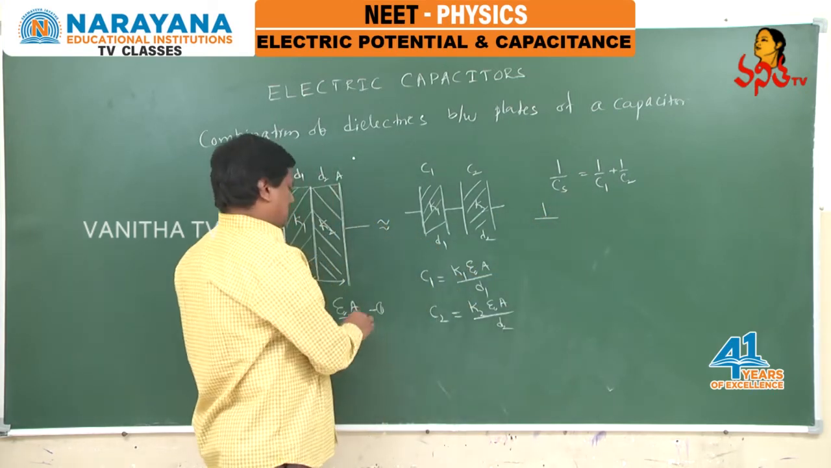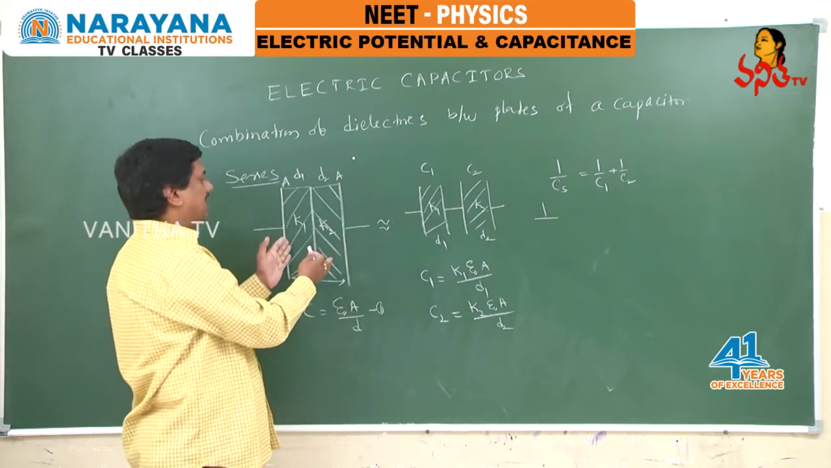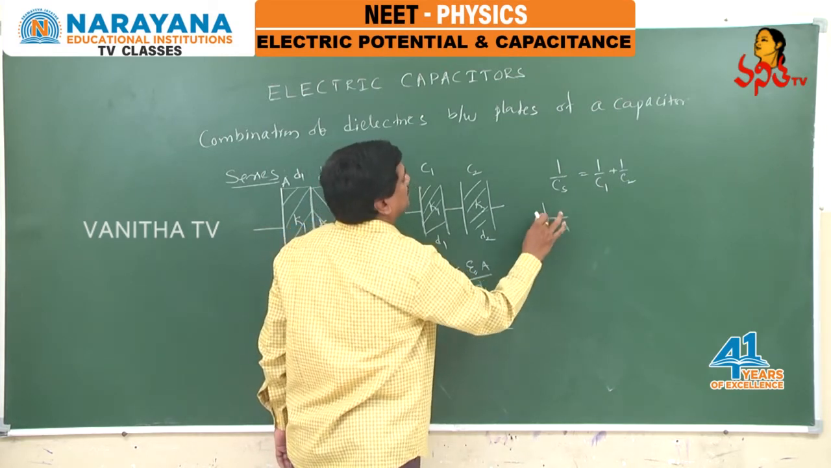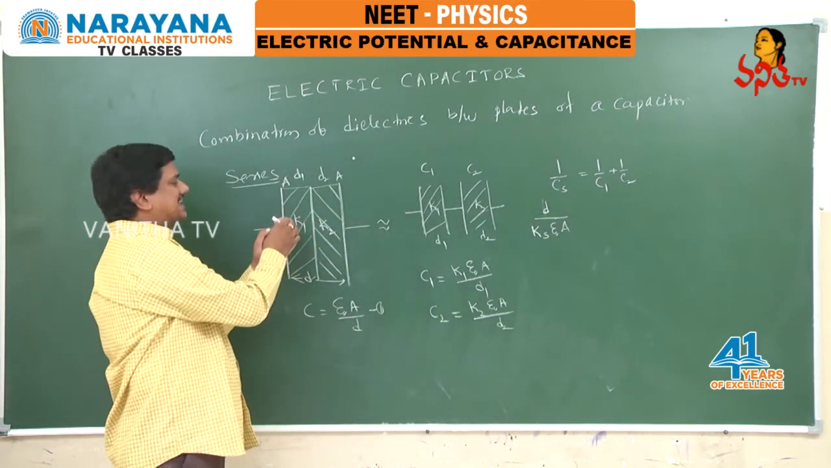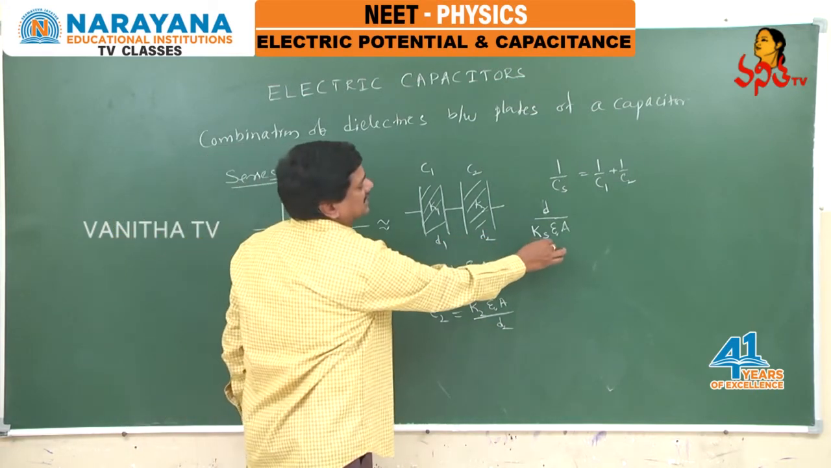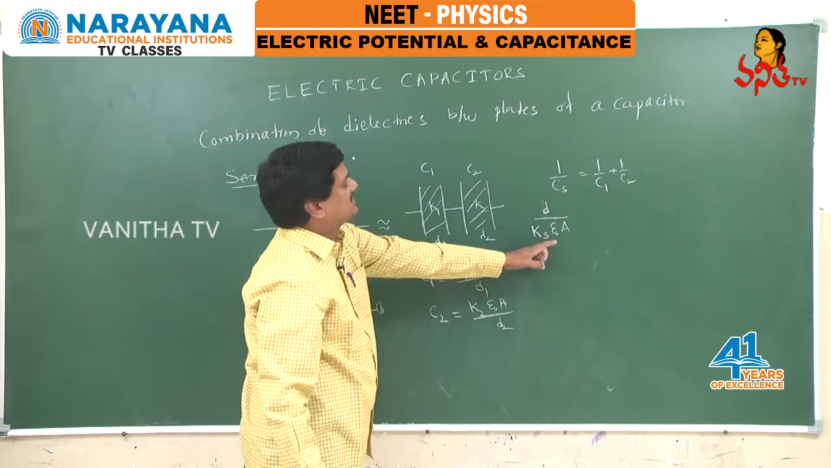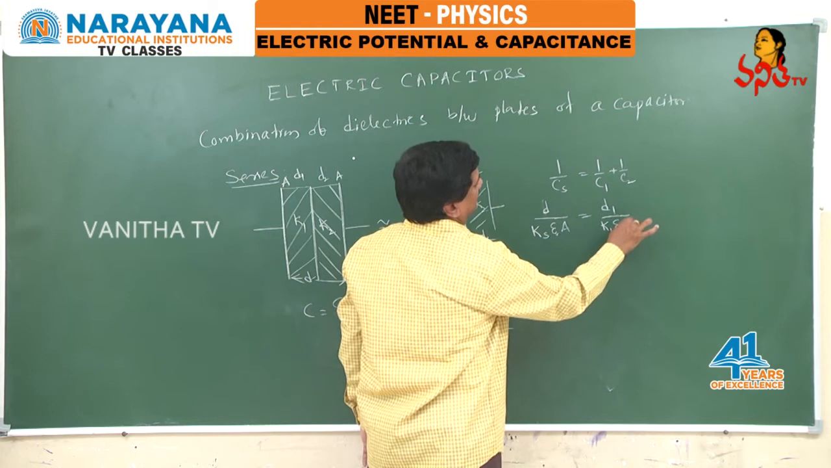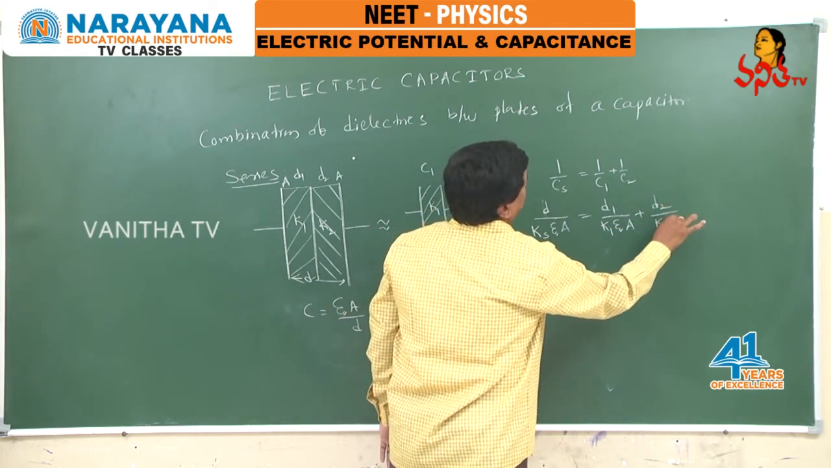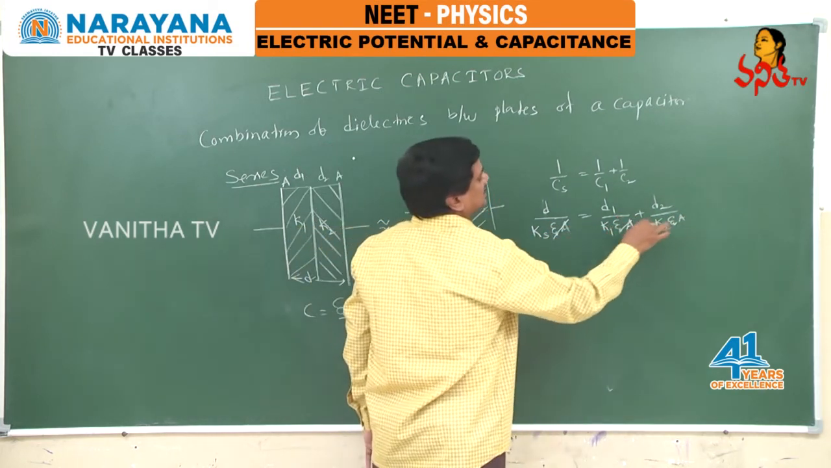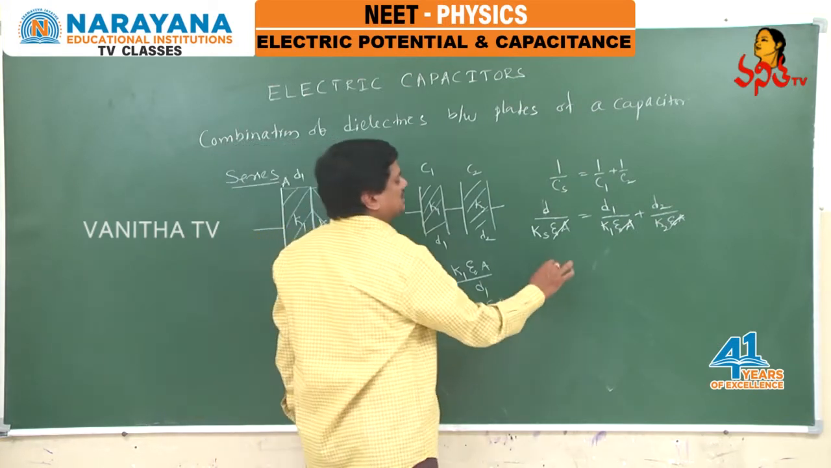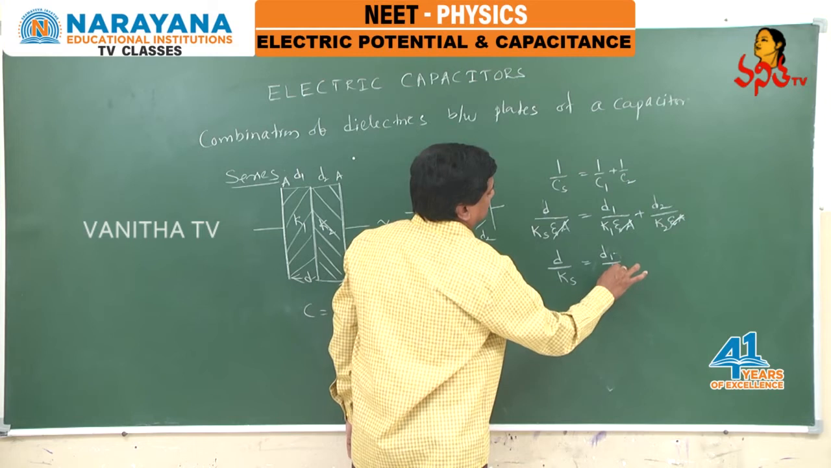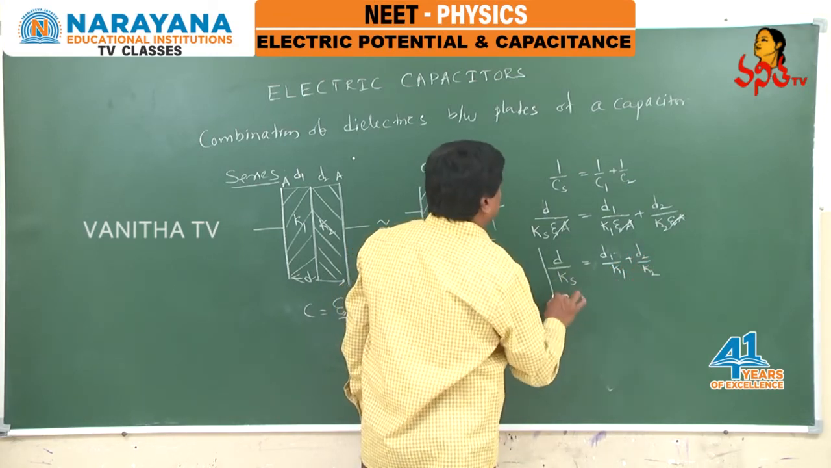If the combination of these two is treated as a single slab of dielectric constant Ks, then the effective capacitance is Ks epsilon naught A by D, where D is the total distance. This equals D1 by K1 epsilon naught A plus D2 by K2 epsilon naught A. In every term epsilon naught A is present, so we can cancel it. So D by Ks equals D1 by K1 plus D2 by K2. This can be used to calculate the effective value.